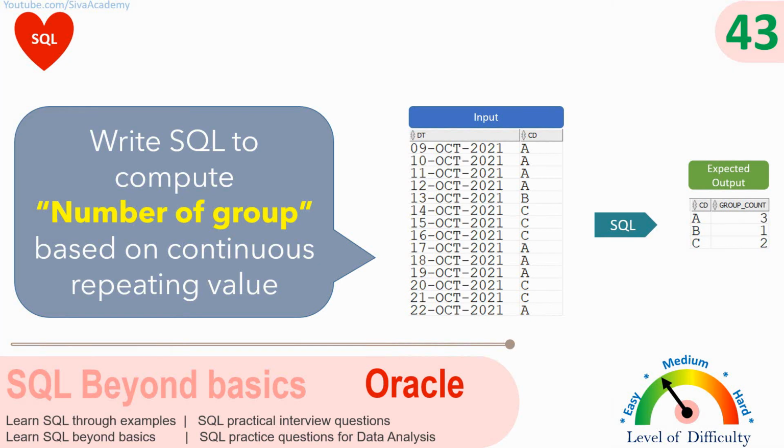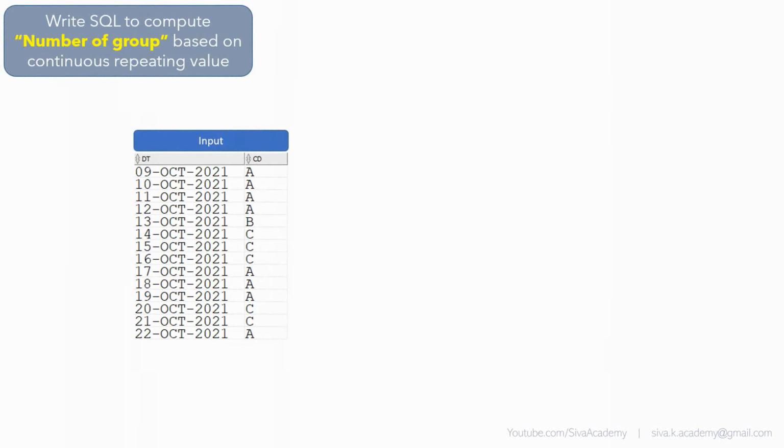Here is another interesting question. In fact, this question is an extension of the previous question posted in the same video series. First, let me explain what the question is about. Then I will show you how to resolve this using SQL. So basically we have a table which contains two columns. One is a date column, which is a primary key column, and there is a code for each date. Given this table, the expectation is we need to find the number of continuous groups of values.